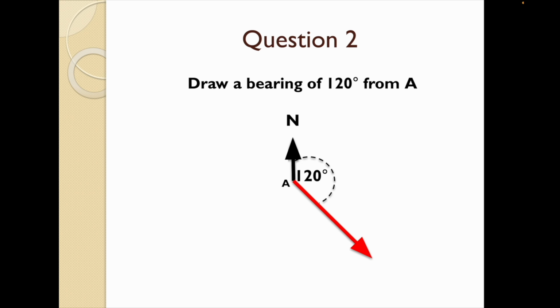This is what you're trying to do, because remember, we are doing it from the point A, and going from north, we're going clockwise 120. Now 120 is more than 90. Remember, that would have been due east. It's more than 90, but it's still less than 180. Okay, so we have to bear that in mind.